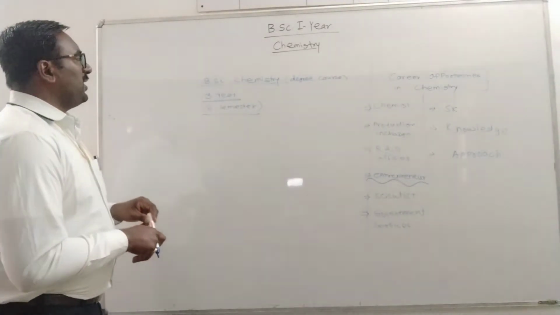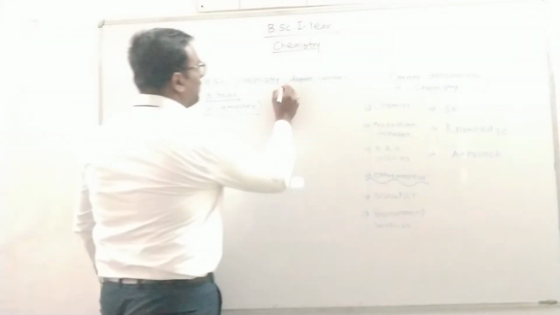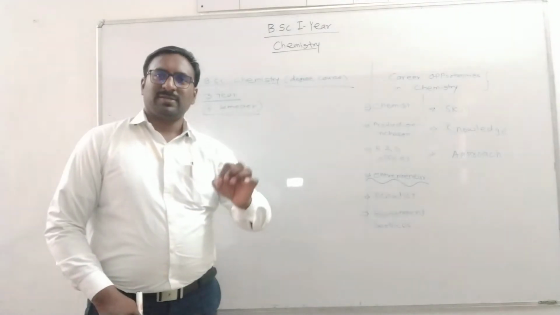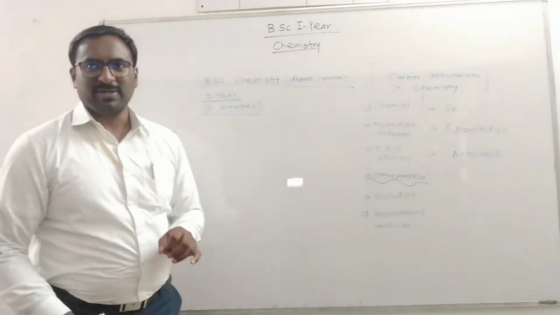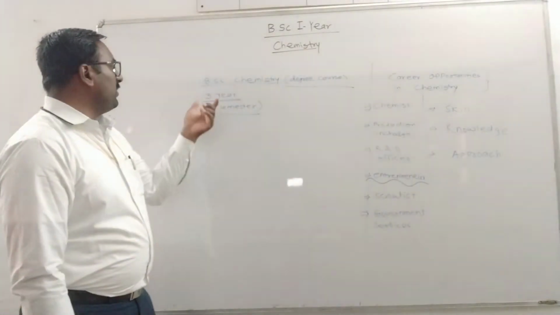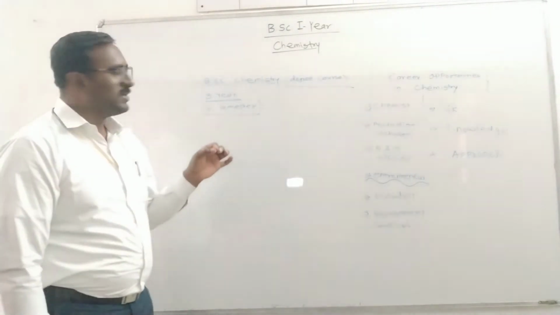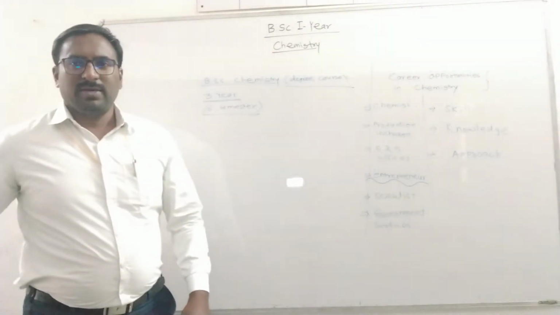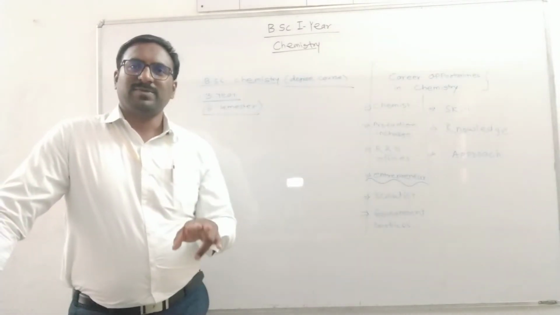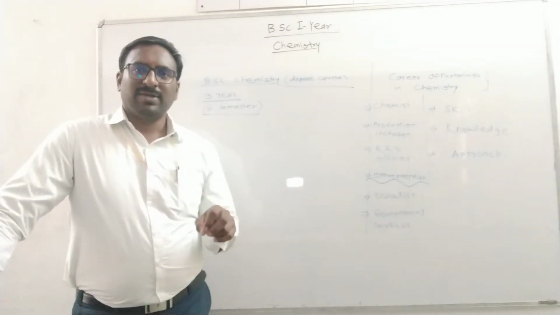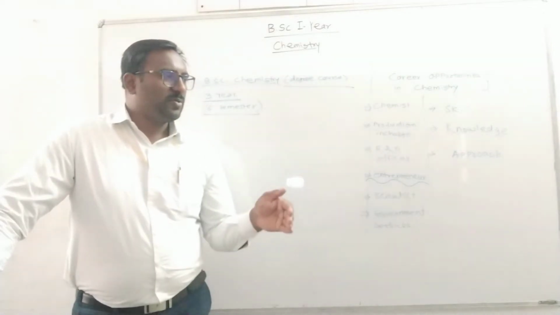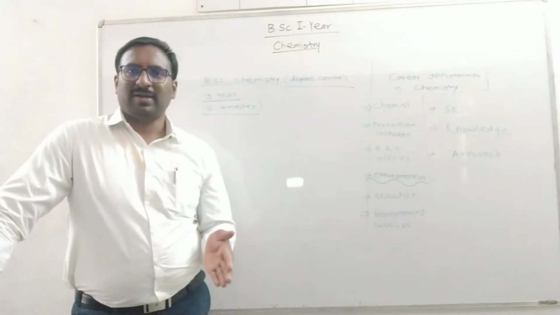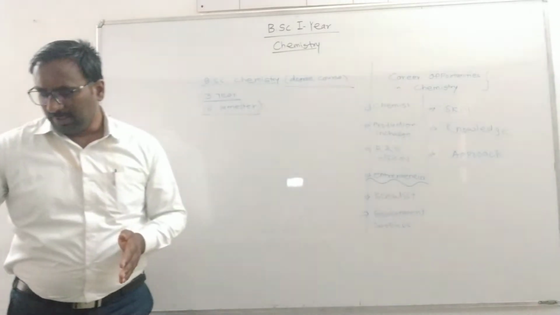The students who have opted for the course BSc Chemistry, it is a degree course. After completing this course, the university will award you a graduation degree. It is of 3-year tenure, divided into 6 semesters. That is, in first year there are 2 semesters, first and second semester, each of 4 months duration. At the end of 4 months, the examination will be conducted by the university, isn't it?